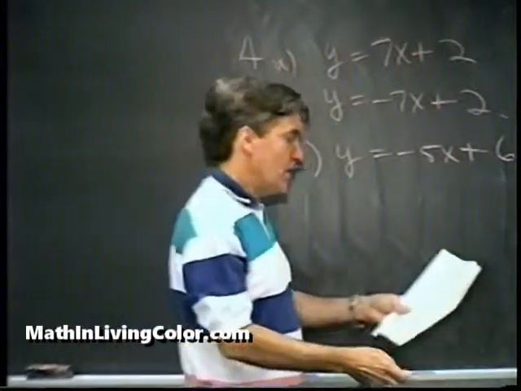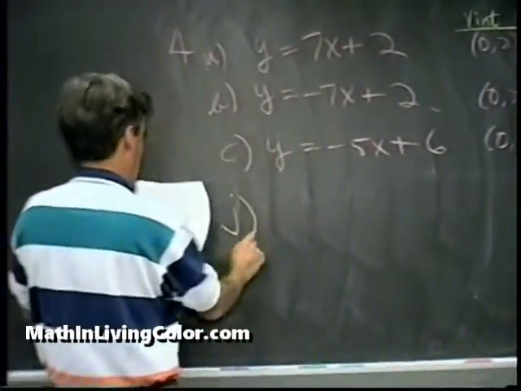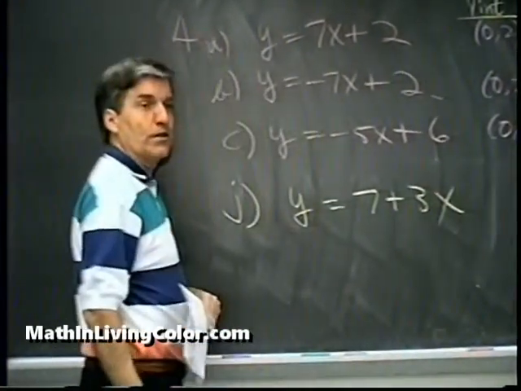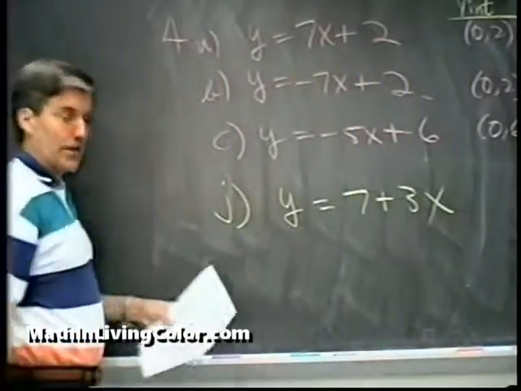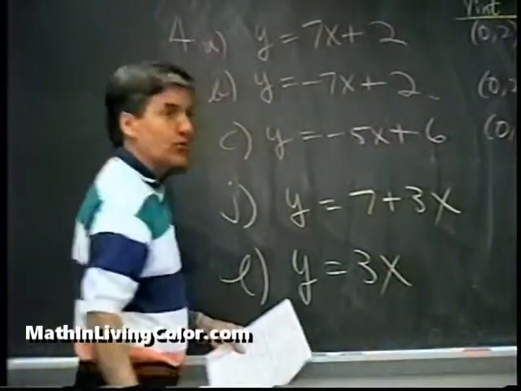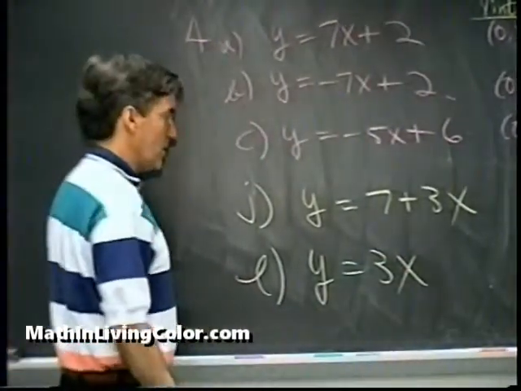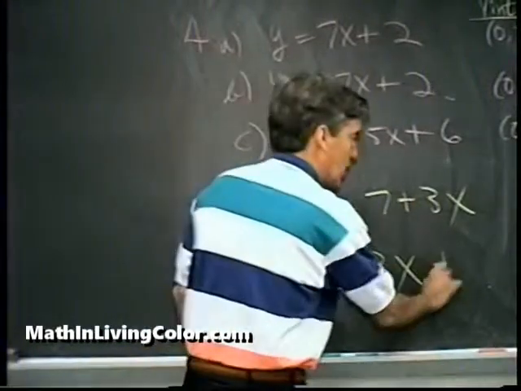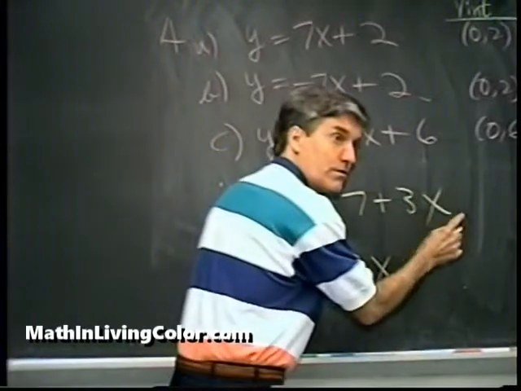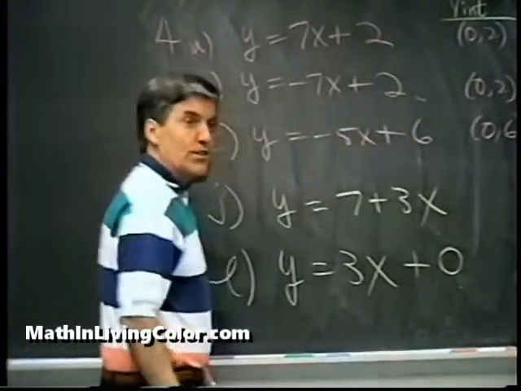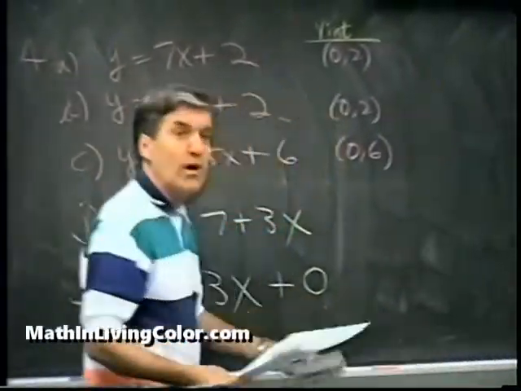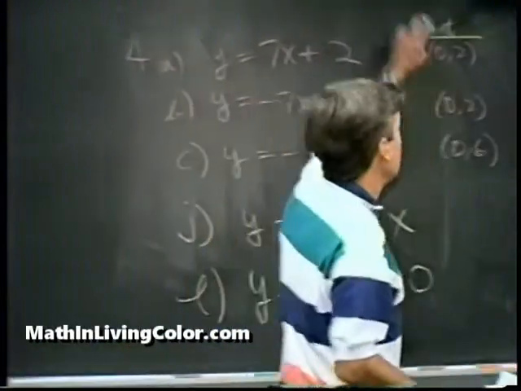Okay? Look at number J, where it says y equals 7 plus 3x. What's the y-intercept? 7. Okay? Number L, what's the y-intercept? Y equals 3x. What's the y-intercept? It's 3x plus what? 0. Yes, 0. So the y-intercept is 0 in number L. All right? So we all know how to find the y-intercept, right?